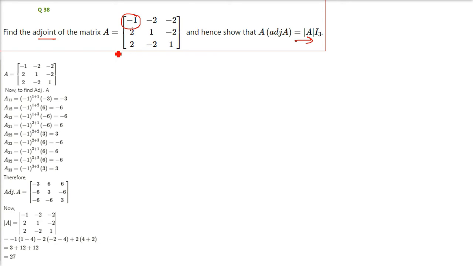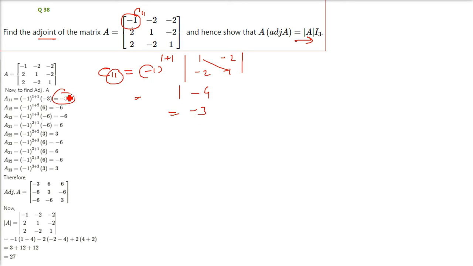For example, let me recall this, because we have already done this type of question. Let us say we need to find the cofactor of C11. So minus 1 to the power 1 plus 1. And whichever is remaining, the row and column of C11 needs to be forgotten. Only 1, minus 2, and minus 2, 1 will be there. So minus 1 to the power 2 is positive, and this is 1 minus 4, which is minus 3. So this is how you find all the cofactors, take the cofactor matrix, and then take the transpose. The transpose is going to be your adjoint.